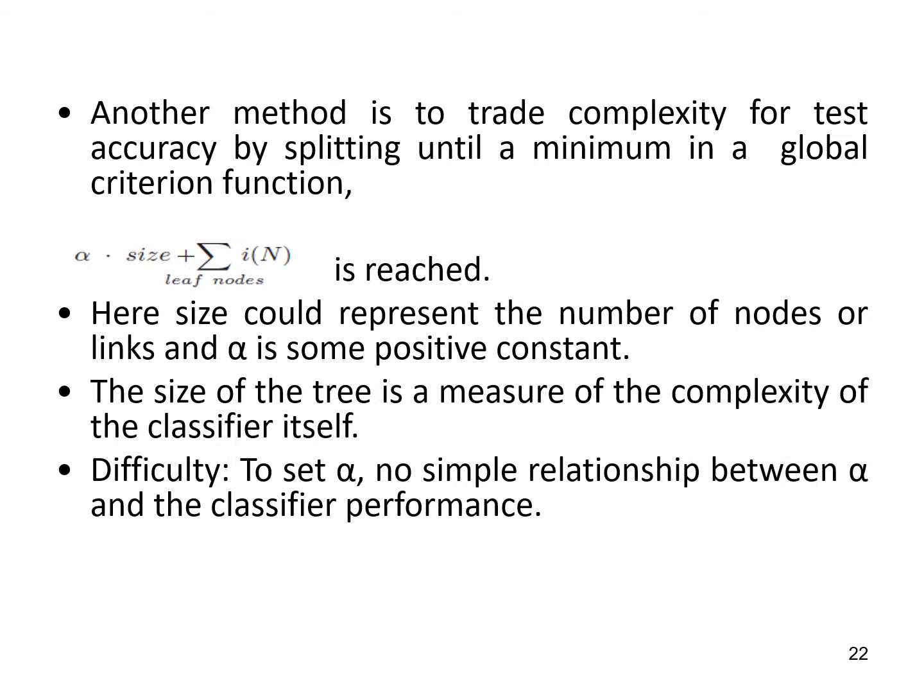Another method is to trade complexity for test accuracy by splitting until a minimum in a global criterion function, alpha times size plus summation of I(n) for leaf nodes, is reached. Here size could represent the number of nodes or links and alpha is some positive constant. The size of the tree is a measure of the complexity of the classifier itself. Difficulty: to set alpha, no simple relationship between alpha and the classifier performance.